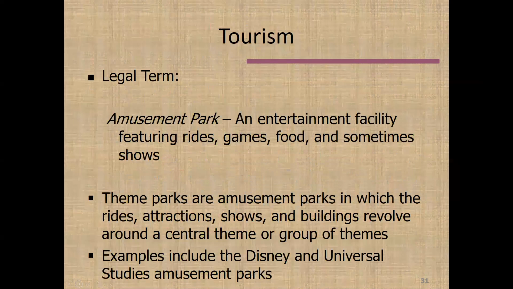A third type of tourism industry, we've talked about gaming, we've talked about resorts and timeshares. Well, a third type would be the amusement park. Of course, the local one we have here is Six Flags. We have others, though, here locally. I would say that a Great Wolf Lodge is an amusement park. Anyway, and there can be smaller ones as well, of course. What is an amusement park? It's an entertainment facility offering rides, games, food, and sometimes shows.